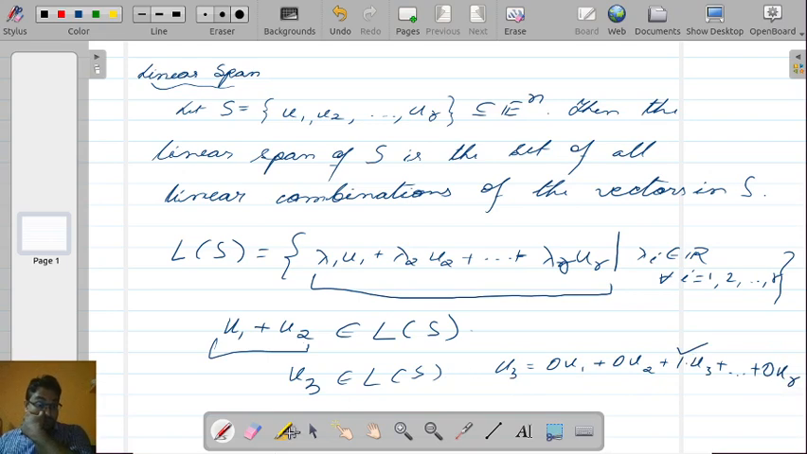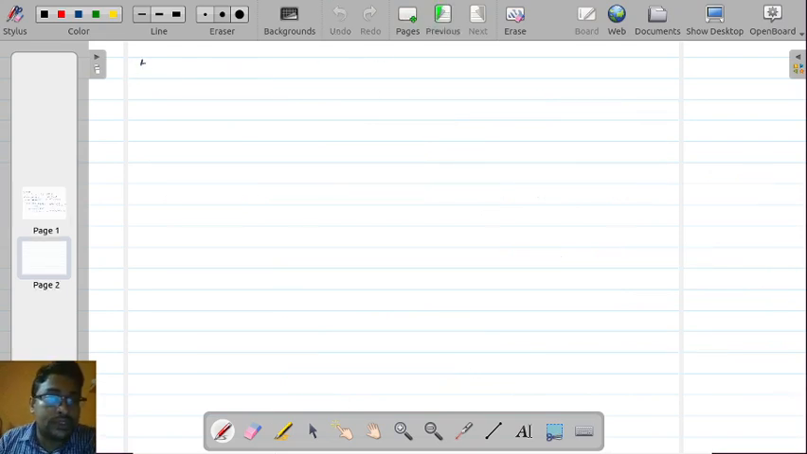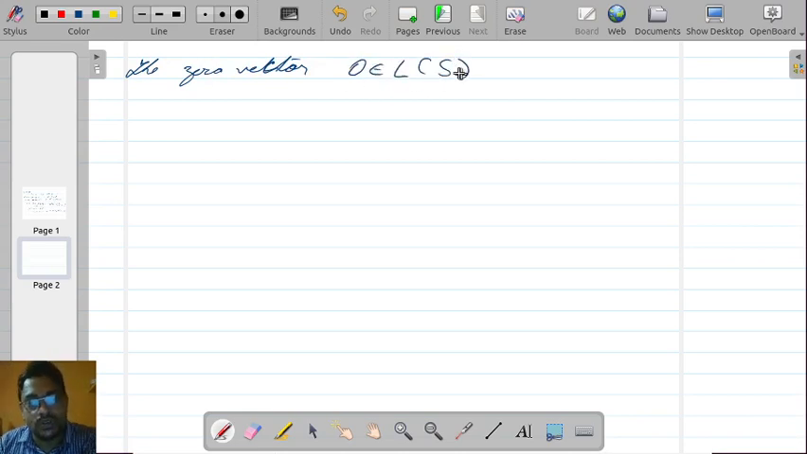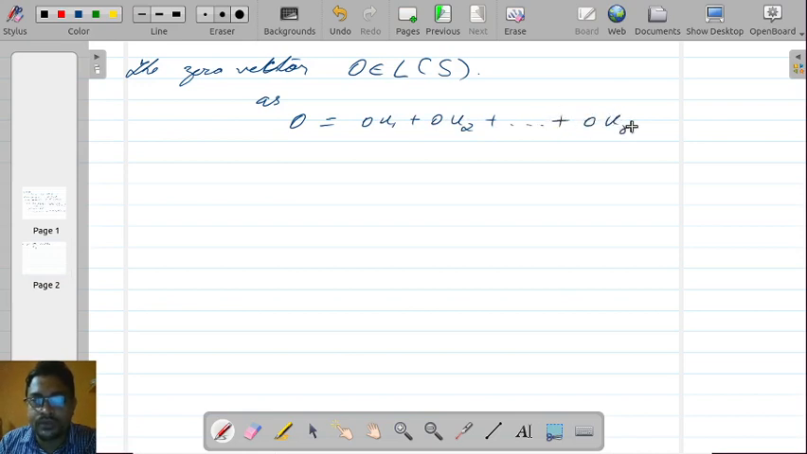In particular, you note that the zero vector is always an element inside LS, whatever be the set S. As the zero vector can be written as 0 multiplied with u1 plus 0 into u2 plus dot dot dot up to 0 ur. So the linear span always contains at least the zero element. That is what we called the linear span of this set.